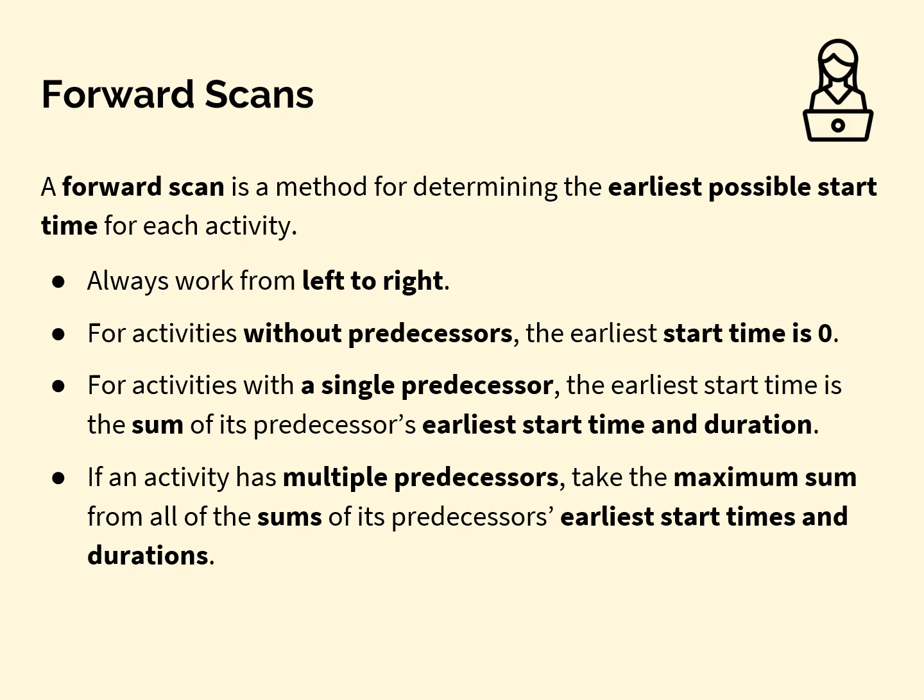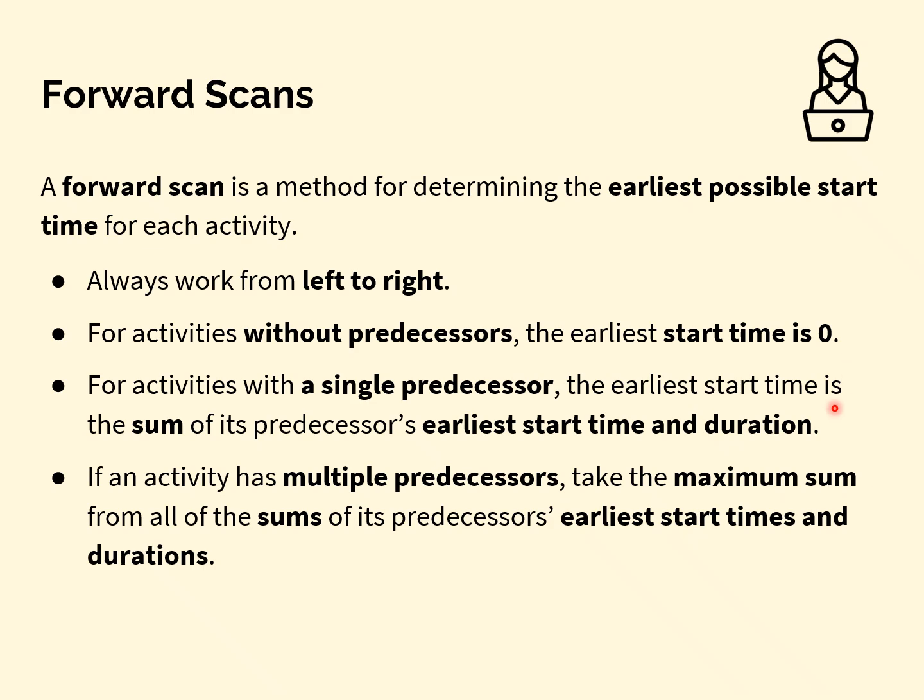So, a forward scan. A forward scan is a method for determining the earliest possible start time for each activity. We always work left to right. For activities that don't have a predecessor, now, a predecessor just means an activity that comes before it, so to the left of the activity you're looking at. So for activities without a predecessor, the earliest start time is 0. So what that really means is any activity at the far left of the picture, start time is 0.